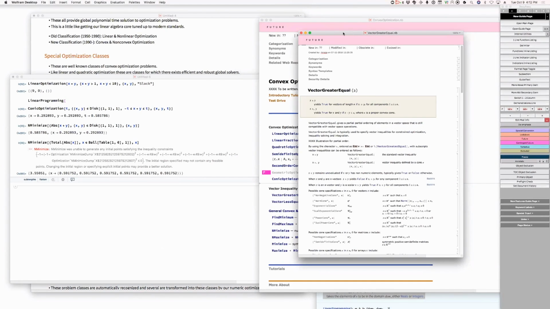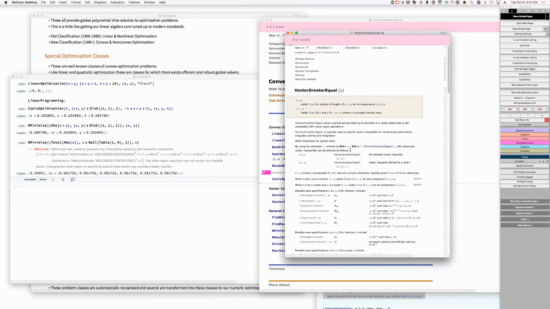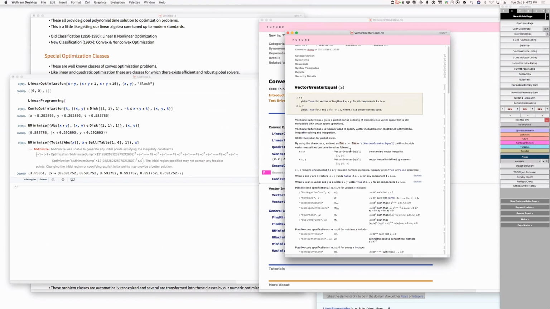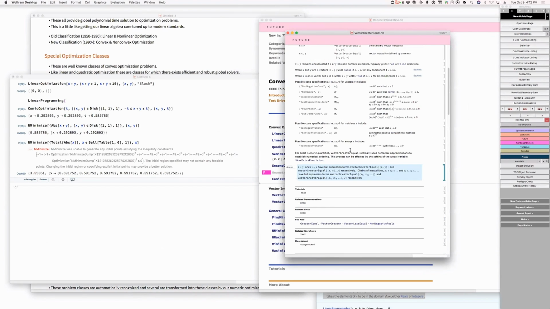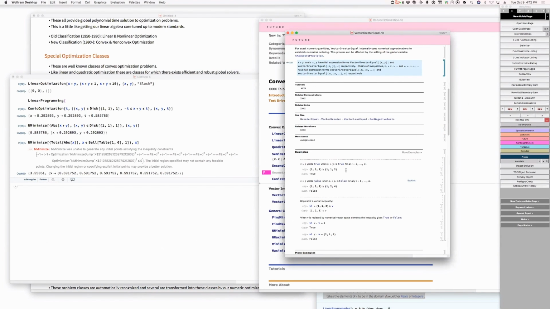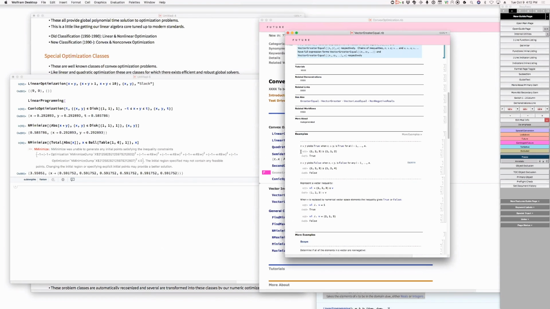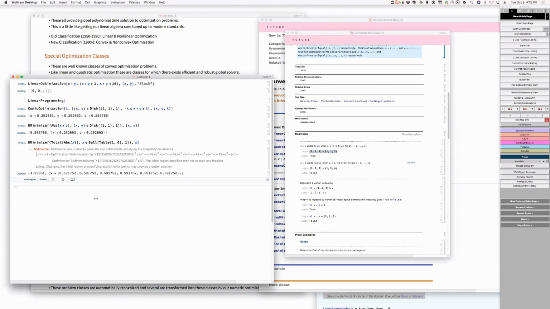All right, VectorGreaterEqual. Okay, so these vector inequalities. There are two things. The reason we introduced them here is that they provide a modeling framework. They provide ways to write optimization constraints using vector variables.